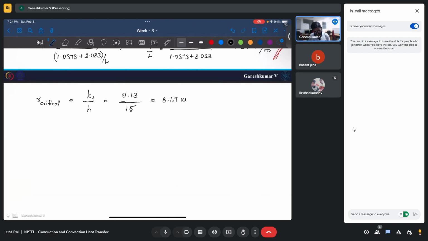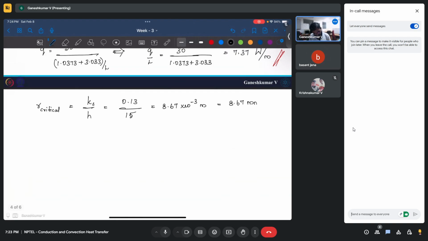So this is something like 8.67 × 10^-3 meter, or you can write it as 8.67 millimeter. Correct, 0.008. Yeah. So, sorry, it will be in millimeter. Yeah. So, what does it mean?